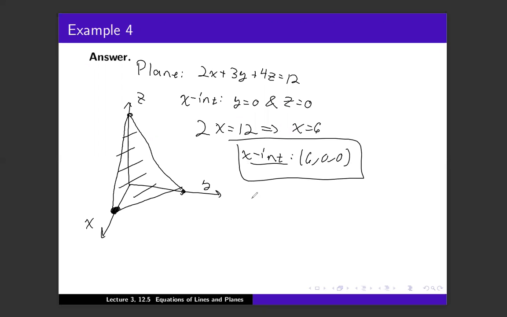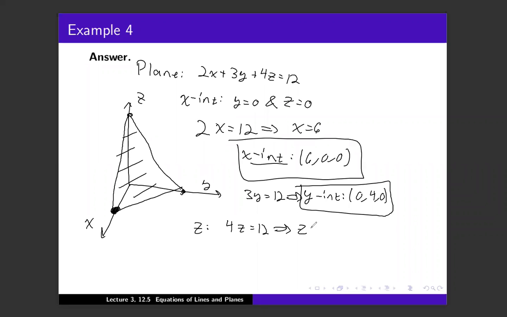We can figure out what the y-intercept is similarly. 3y is 12. So the y-intercept is going to be (0, 4, 0). What about the z-intercept? Well, in that case, we have 4z is equal to 12, which says that the z-intercept is going to be (0, 0, 3). So there are our intercepts for this plane: 6, 4, and 3, all for this same plane.